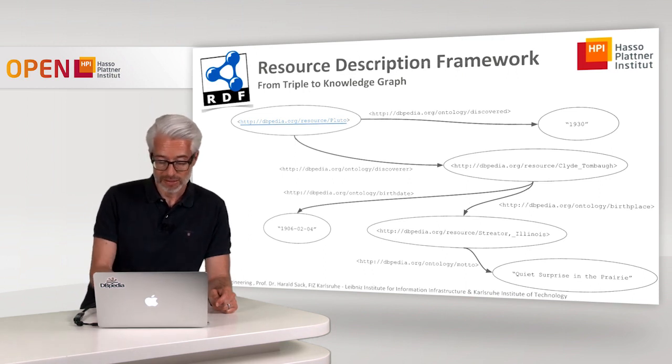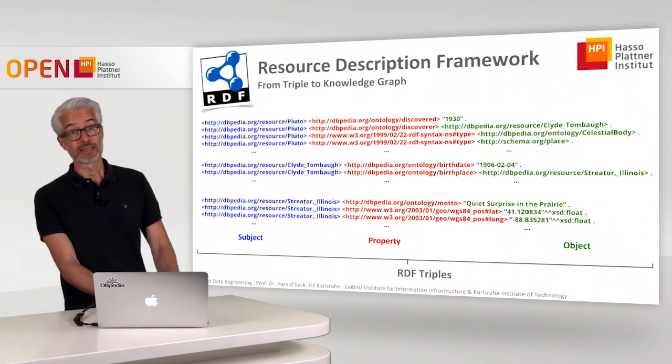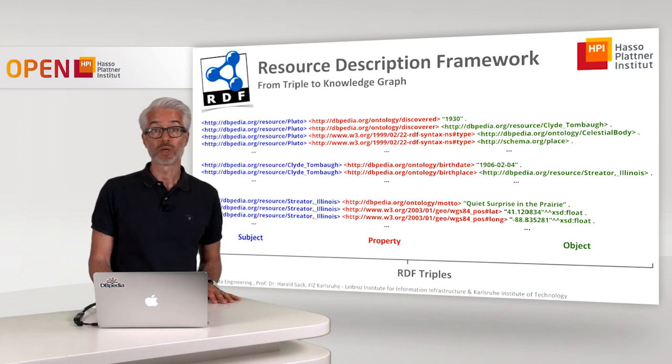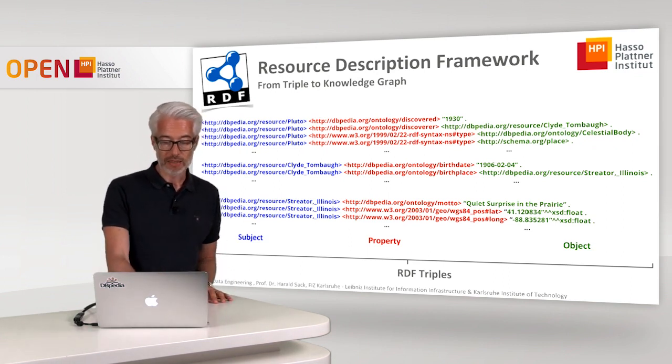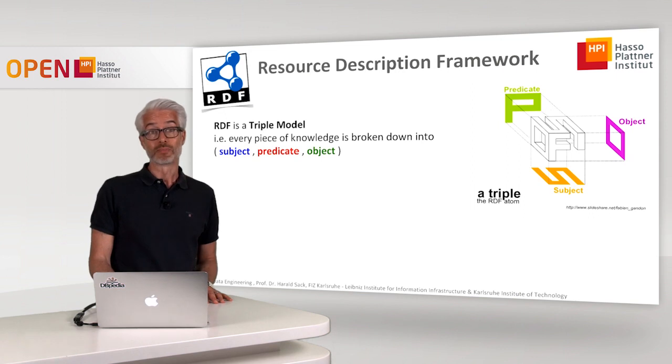This is the graph representation, and now let's have a look at the n-triple representation of exactly the same knowledge. I have here colored all the subjects in blue, the properties in red, and the objects in green. So these are a bunch of RDF triples. Let's have a closer look at that. RDF usually is a triple model. So we have subject, predicate, object. Every piece of knowledge is broken down into that.